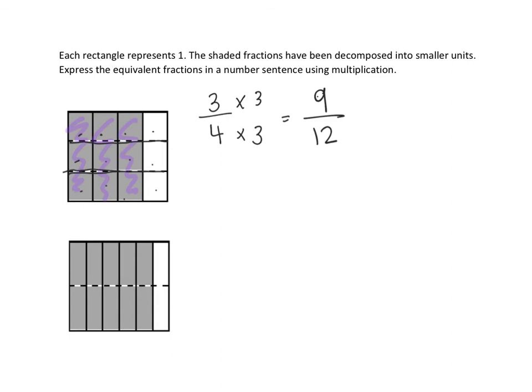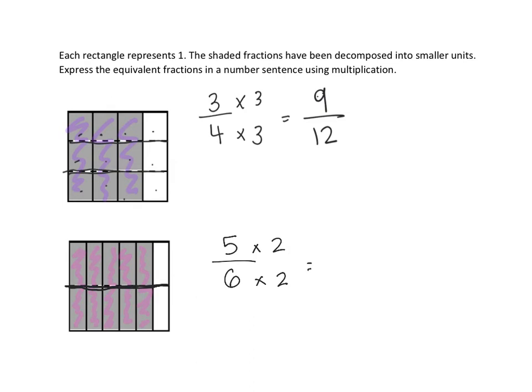Okay, on the next one, again, we started with 1, 2, 3, 4, 5. All right, so we have 5 units shaded in out of 6 units altogether. Then they went ahead and split this in half and they created 2 rows. So I'm going to multiply the numerator by 2 and the denominator by 2.